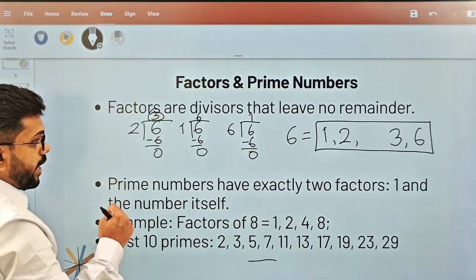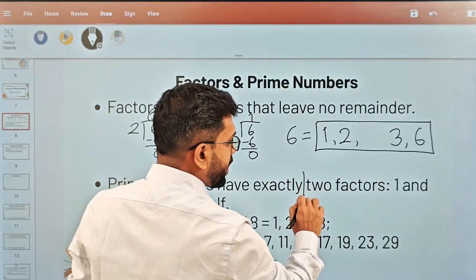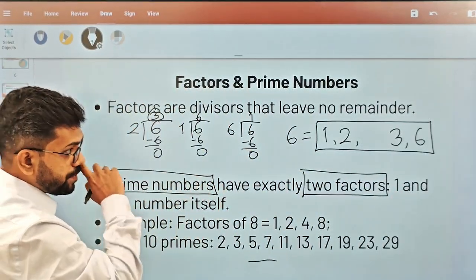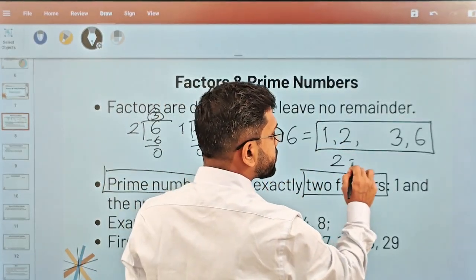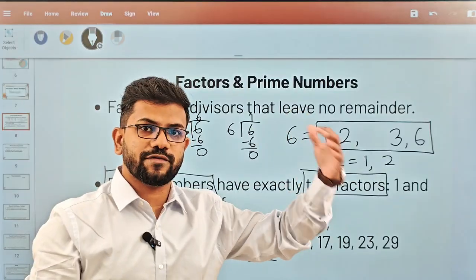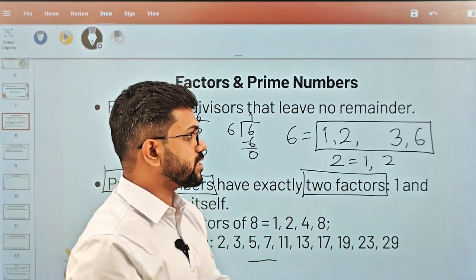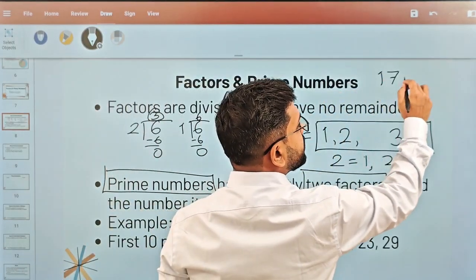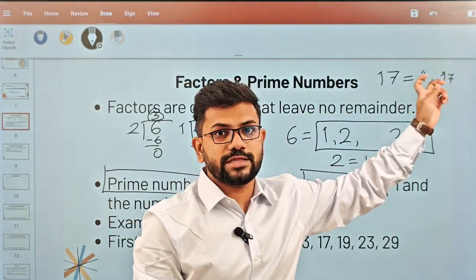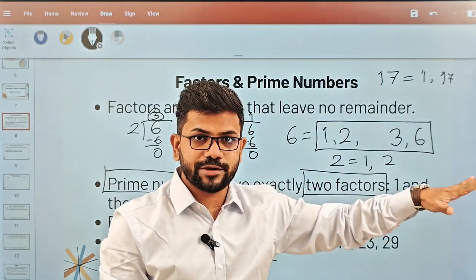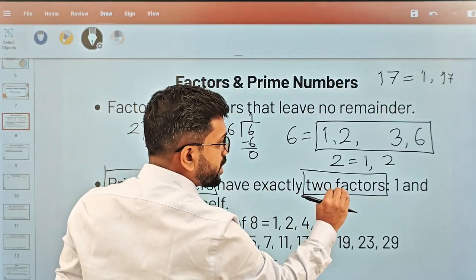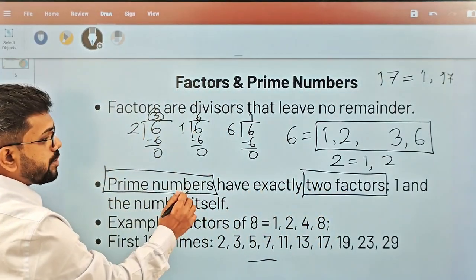Okay. And the numbers that have only 2 factors are known as prime numbers. So let's say, what are the factors of 2? Factors of 2 are basically 1 and 2. Okay. Factors of 3, 1 and 3. Factors of 5, 1 and 5. Factors of, let's say, 17, 1 and 17. Okay. So there is no number in between that can divide 17 and leave no remainder. So these are the factors of 17. This way, if a number has only 2 factors, those are known as prime numbers.